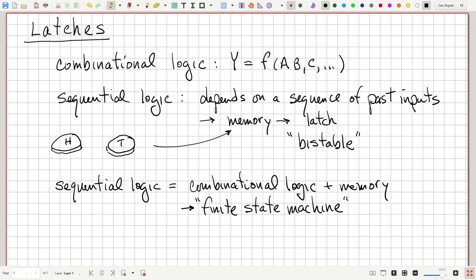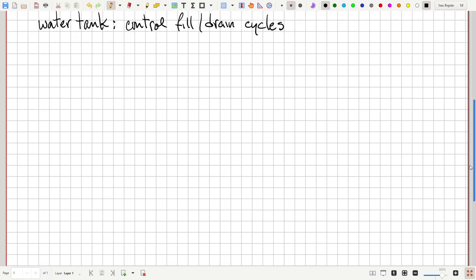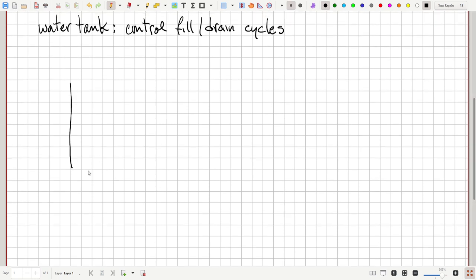We're going to use a specific problem to motivate our development of latches and the idea of sequential logic, and that is the problem of a water tank and how we control the fill and drain cycles for a water tank. So let's sketch out this problem. Here we have a water tank. It's got a drain at the bottom. And then up here there's a pump P, and that pump can pump water into the water tank from some source.